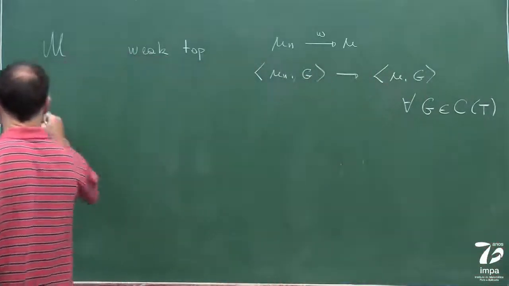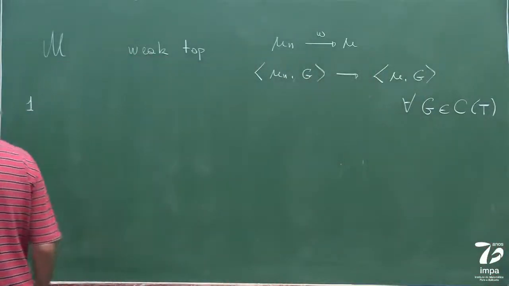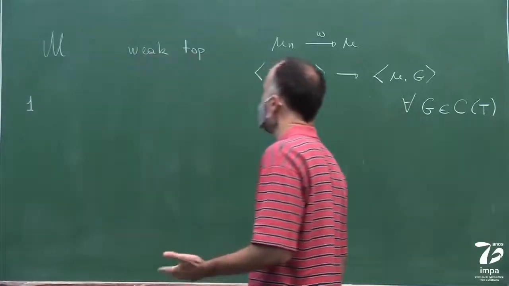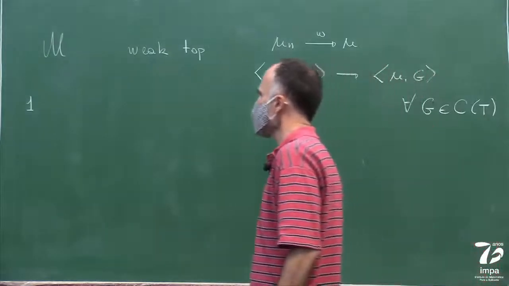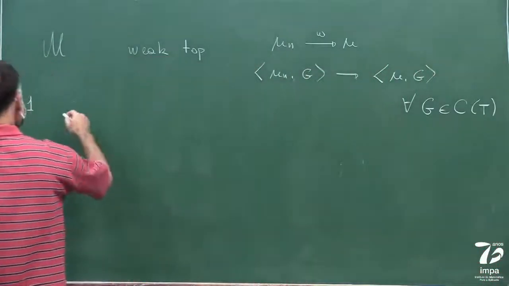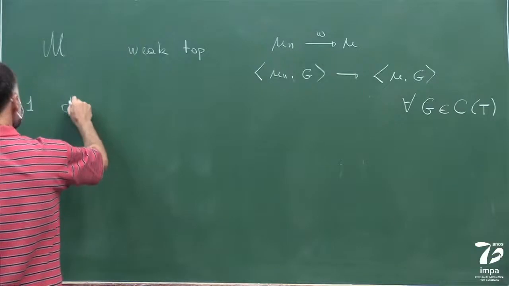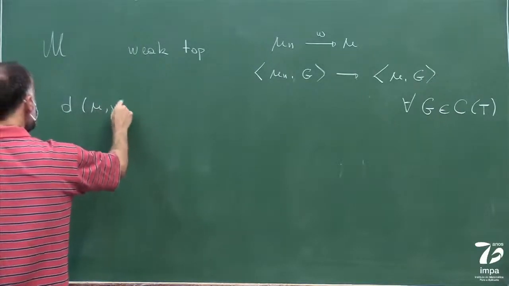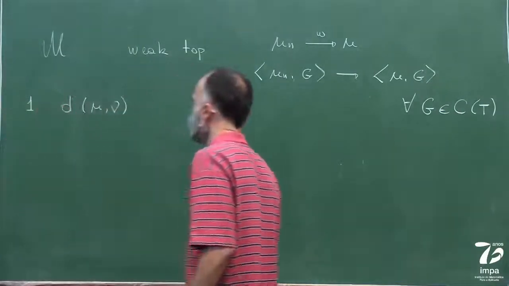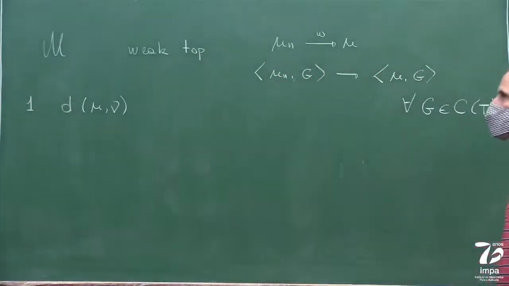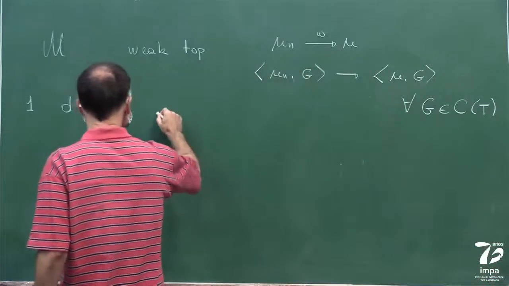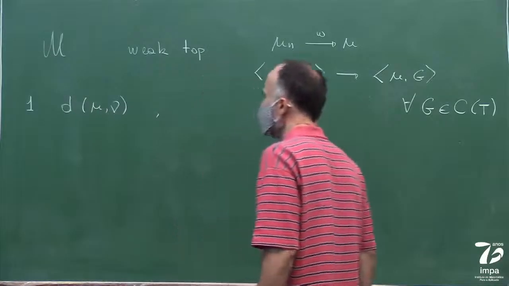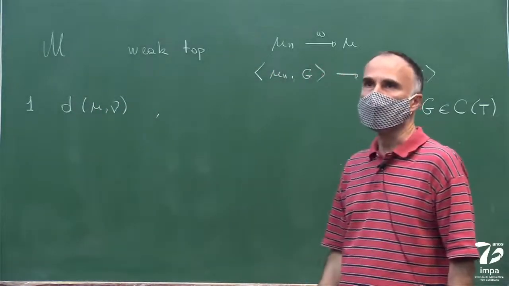So my first claim is that this topology is metrizable, which means that I can define a distance which is compatible with this topology. So if I take two elements, mu and nu, in this space M, so these are measures positive and bounded by 1, I will define the distance between mu and nu in the following way.